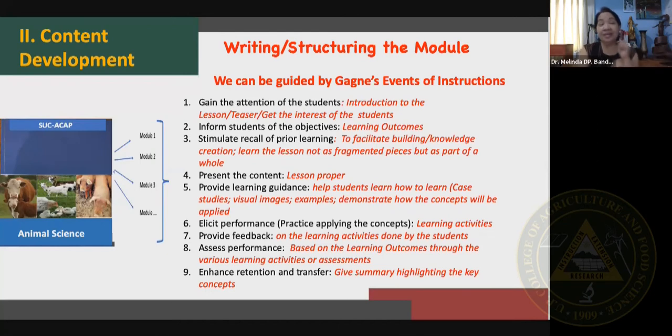Katulad ng binasa ko kanina, doon sa algebra. Kasi ito yung lesson nila, pero nagsimula siya ng, in the previous lesson, we have discussed this, blah, blah, blah. Ganyan. So try to recall a prior learning which will help them understand better the lesson that you are going to discuss. And then, you now present your lesson. I-present mo na yung lesson mo, yung input mo. I-discuss mo na ngayon yung particular lesson.